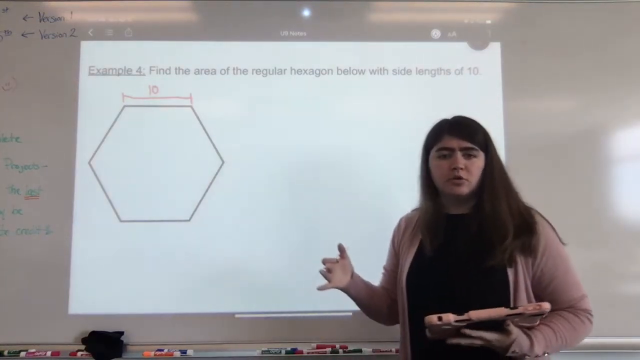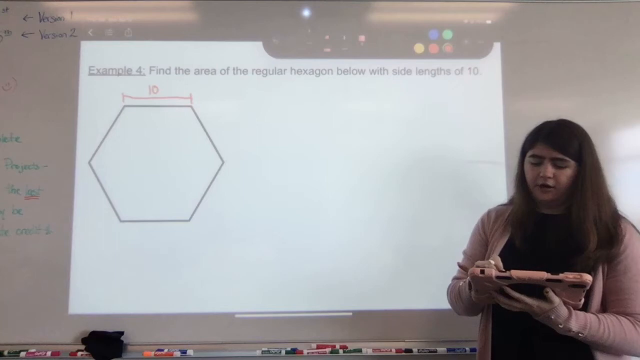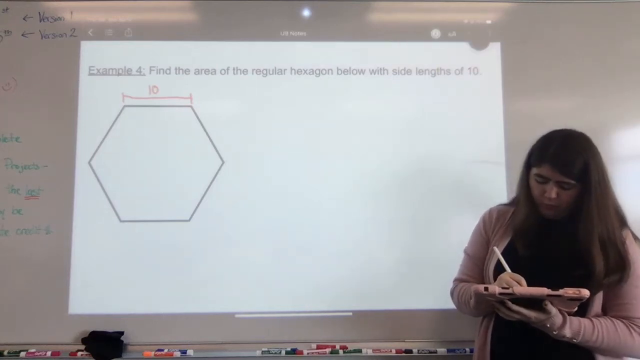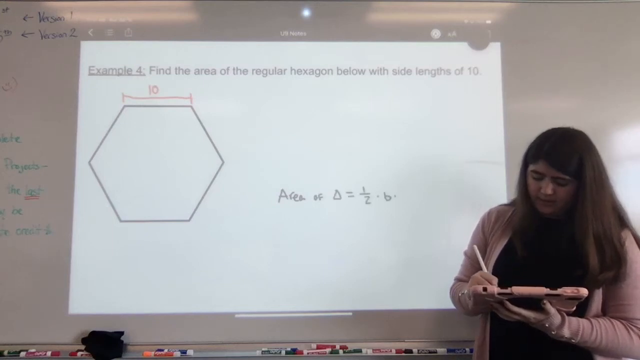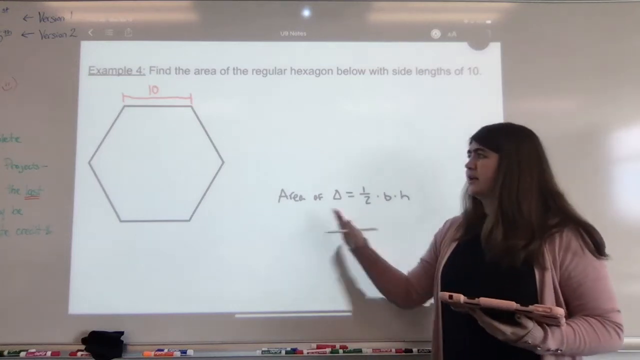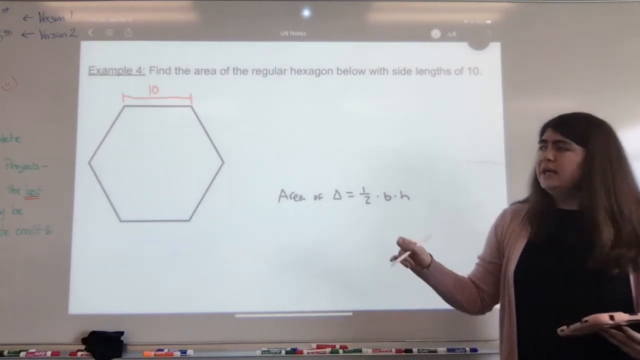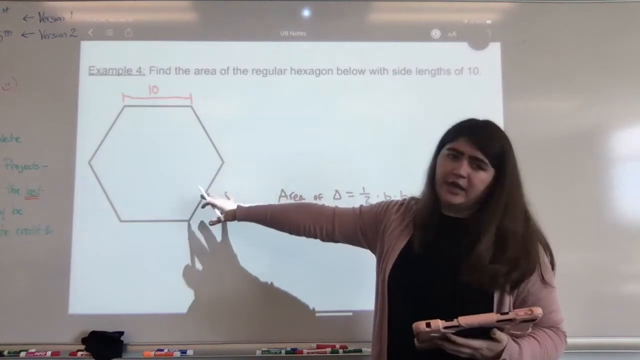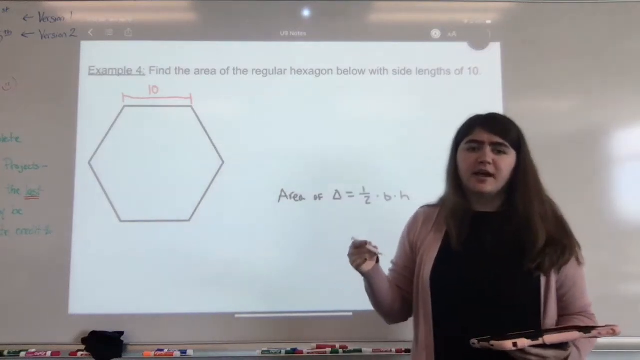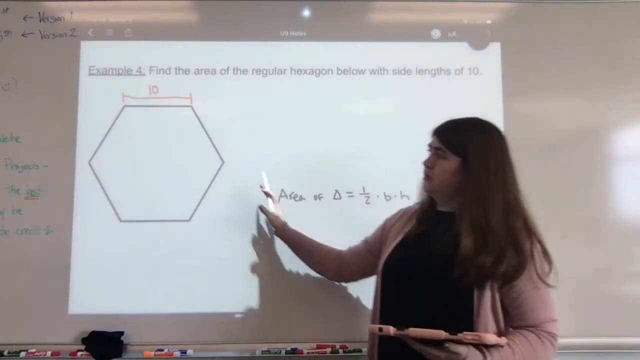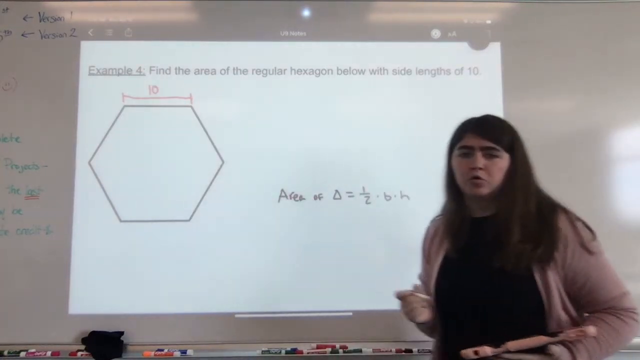But we do know the formula for the area of a triangle, and we'll take a second and write this down. So the area of a triangle is equal to 1/2 base times height. So that's the area of a triangle. And we can turn this into triangles, and we can use this one measurement and our 30, 60, 90 formula to solve for the area of this whole shape.